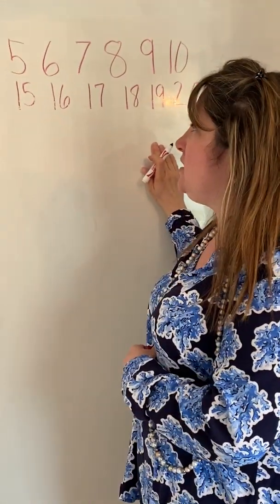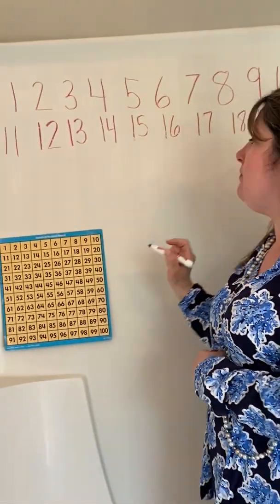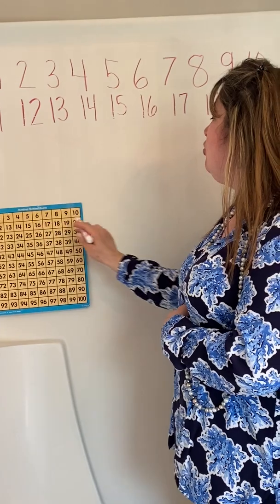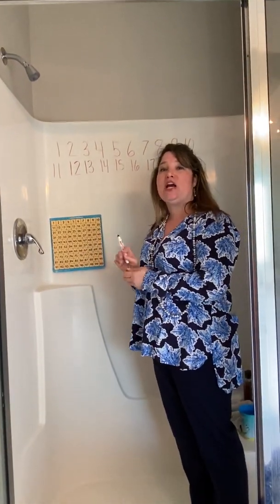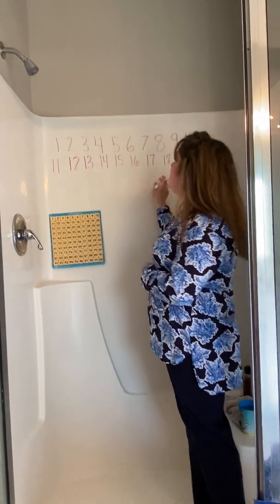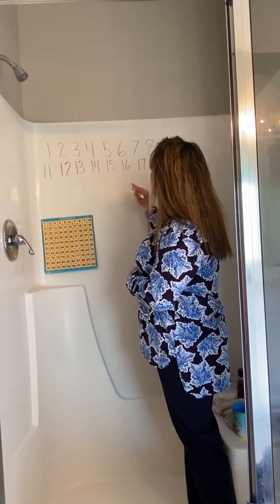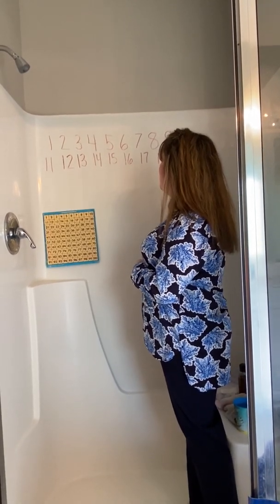What I want you guys to do, and girls to do, is practice writing your numbers 1 to 20. Have your parents check it. Make sure that if you reverse your numbers, it is wrong. You need to make sure you write them in the correct order.